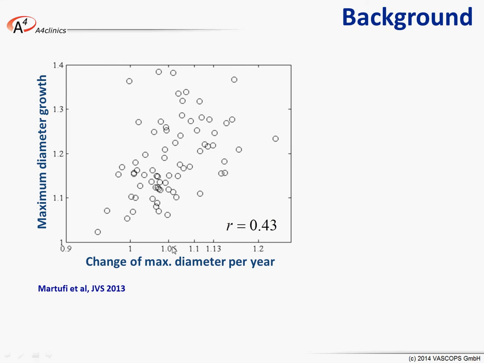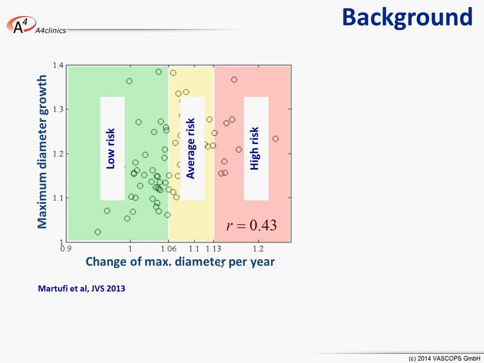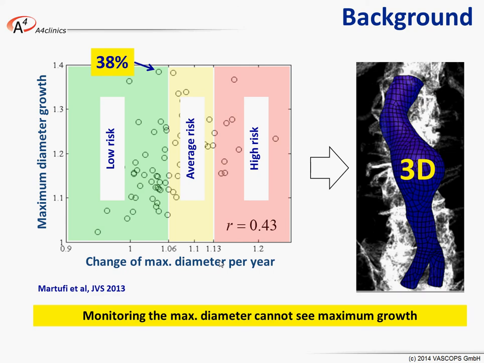Now, if you just see the change of the maximum diameter per year, let's say from plain ultrasound measurements, then you might stratify your patient into low risk, average risk, and high risk cases. Now, the study by Matuffi actually found that their fastest grower, showing 38% diameter growth, ended up in the low risk group. So that means that monitoring the maximum diameter cannot see maximum growth, and one really has to go for a three-dimensional point of view.